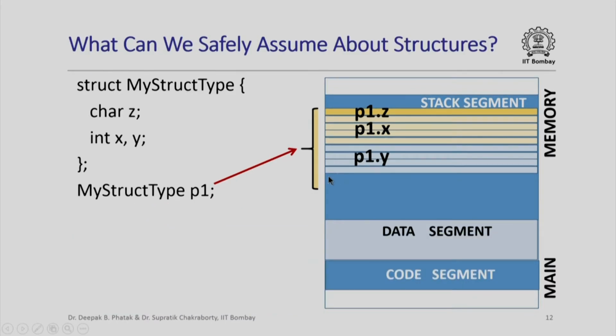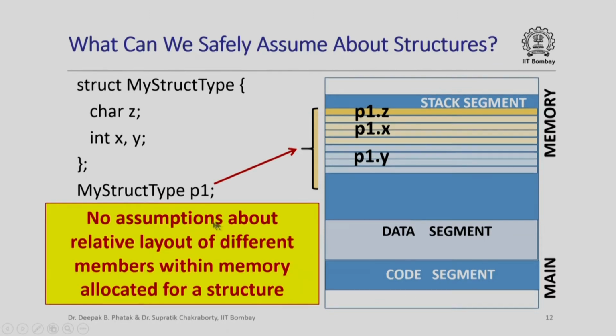Now in order to understand a little bit more about this gap or padding here, we must first ask what can we safely assume about the memory layout of structures when I have variables of structure types in my program. So, here is my struct type, and here is the variable, and here is the memory layout that we have already seen. What can we safely assume about this memory layout when programming in C++?